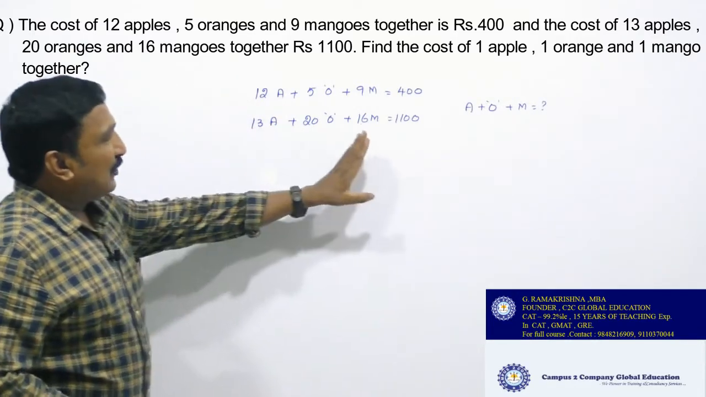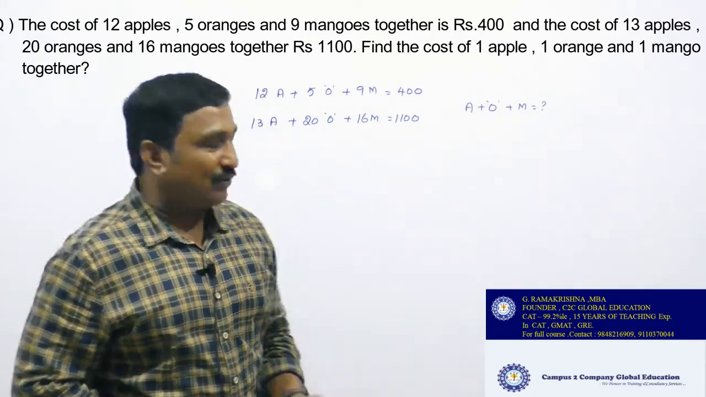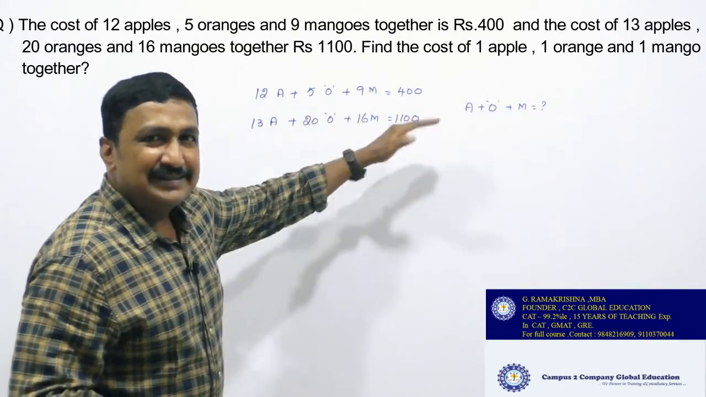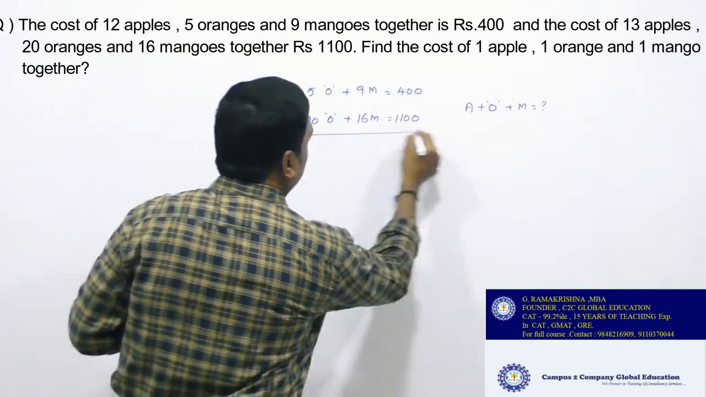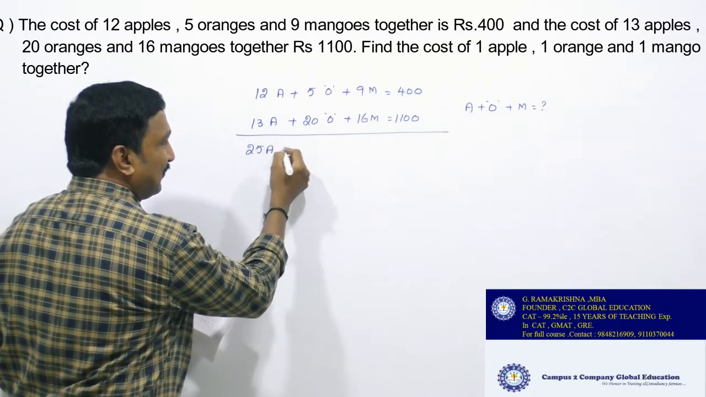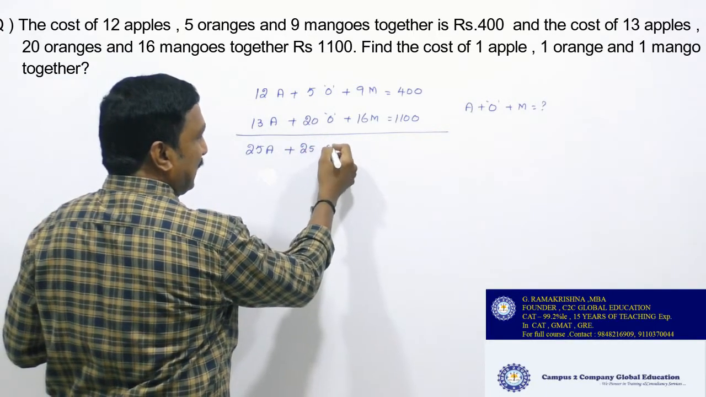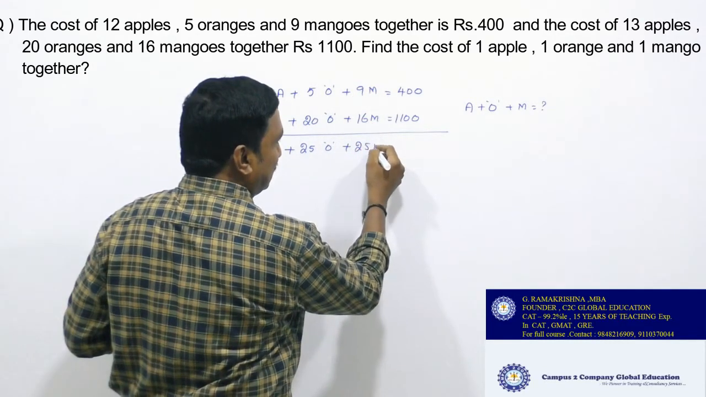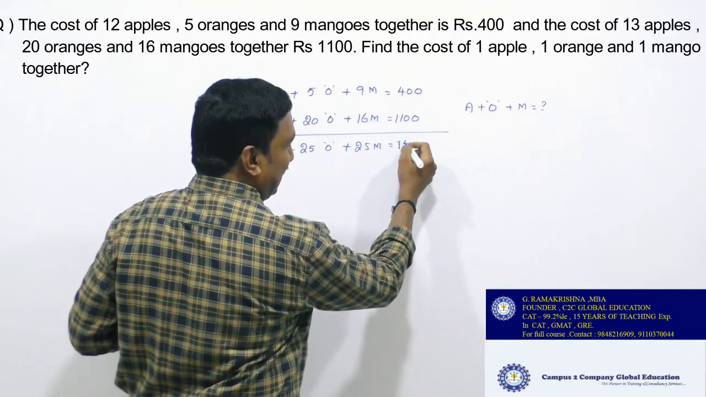If you observe these equations, I want to get apple plus orange plus mango. So how to get it? First look at the adding condition. If you add, do the same constants come or not? If you add both the equations, 12 apples plus 13 apples is 25 apples, plus 5 oranges plus 20 oranges is 25 oranges, plus 9 mangoes plus 16 mangoes is 25 mangoes, is equal to 400 plus 1100, which is 1500.